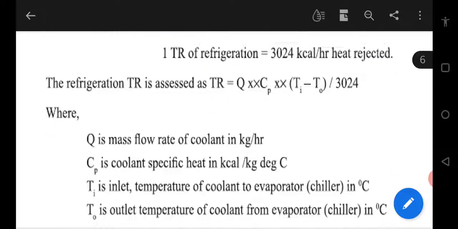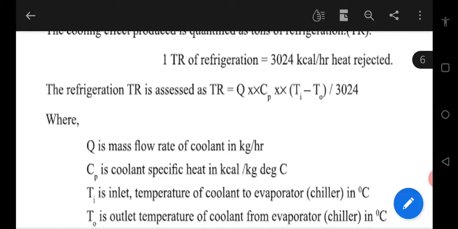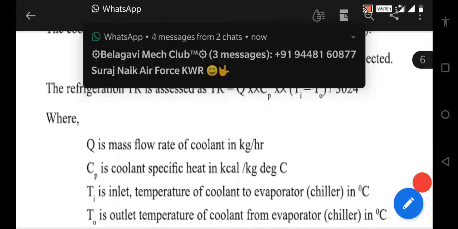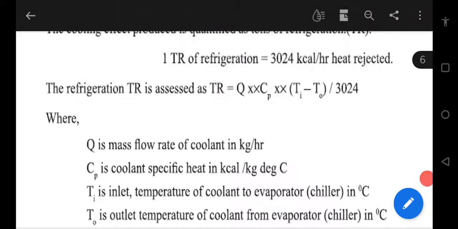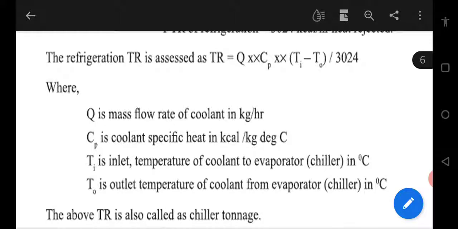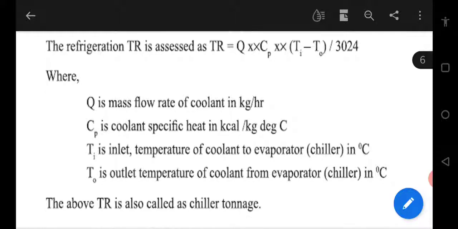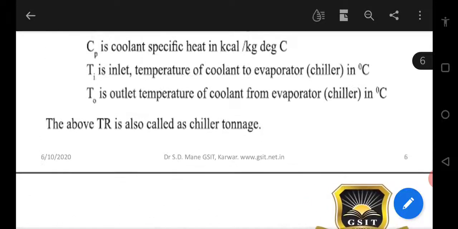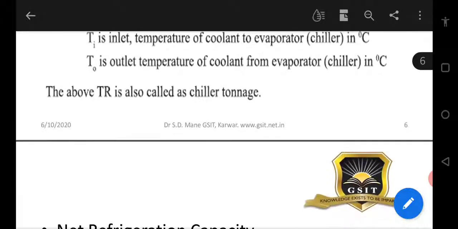Okay. Now, the heat rate is nothing but mass into specific heat into delta T, m Cp delta T, where Q is the coolant flow rate, Cp is the specific heat, and delta T is the difference in inlet and outlet temperature of the chiller or evaporator. This TR is also known as chiller tonnage.